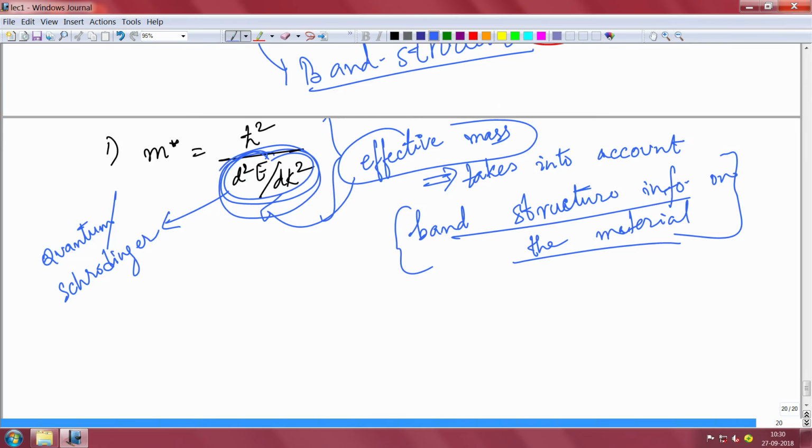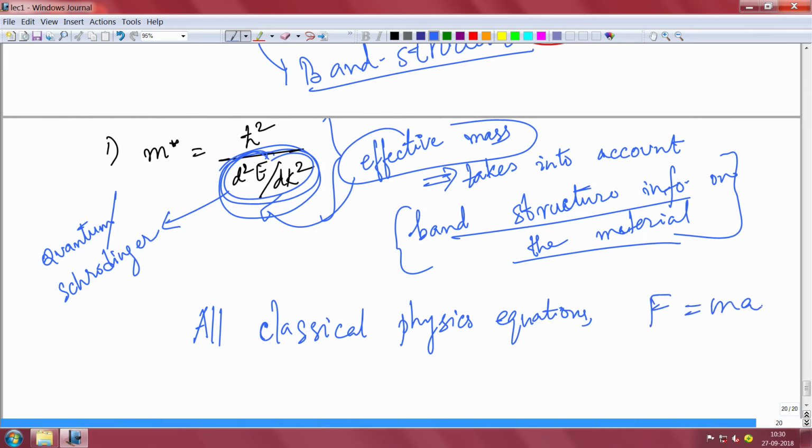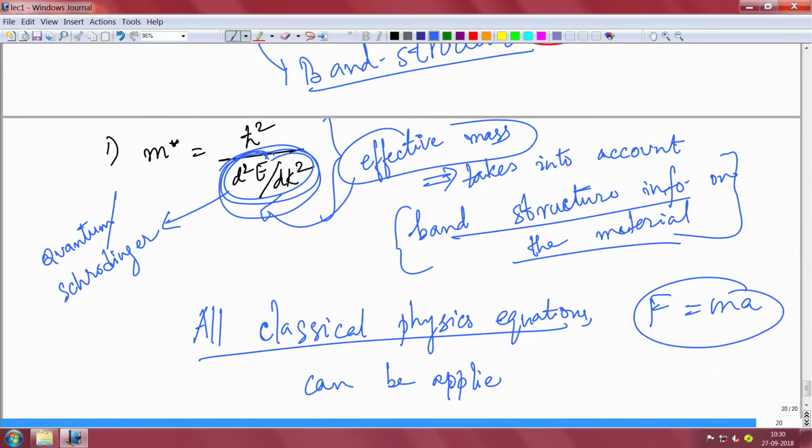So, what does it mean? It means that all the classical physics equations, for example, F equal to ma, Newton's second law of motion, that is, acceleration times mass is force, can now be applied to an electron. See, an electron is a subatomic particle, and the quantum mechanical properties have to be included when we study transport of electrons, because the Schrodinger's equation has to be inherently used.